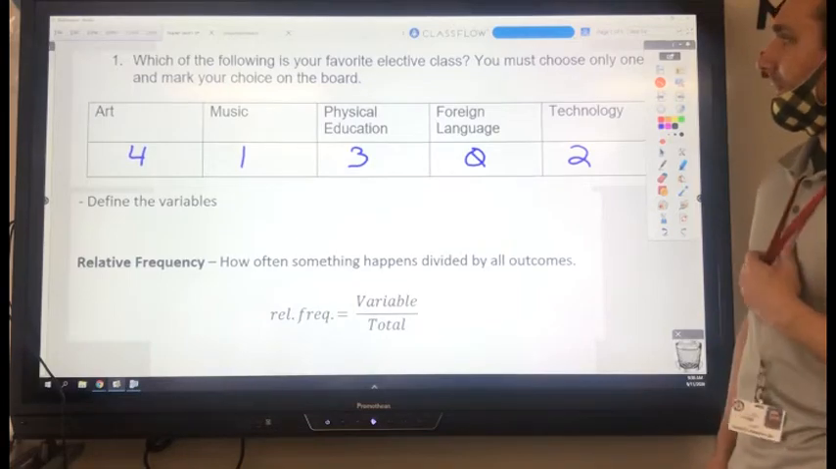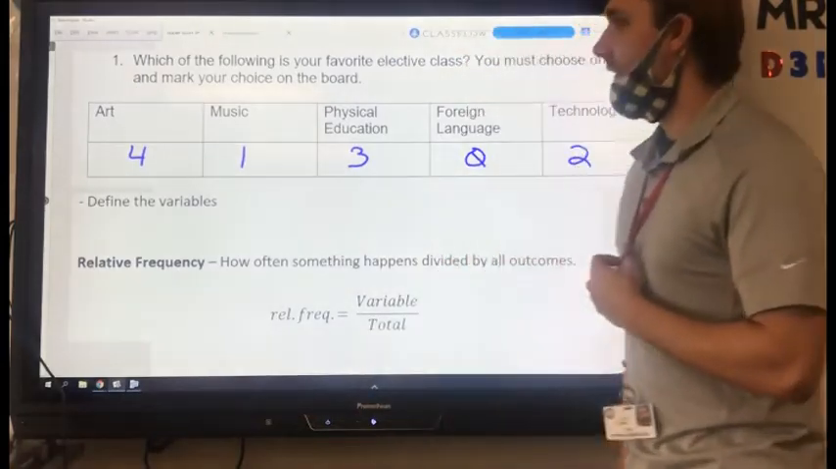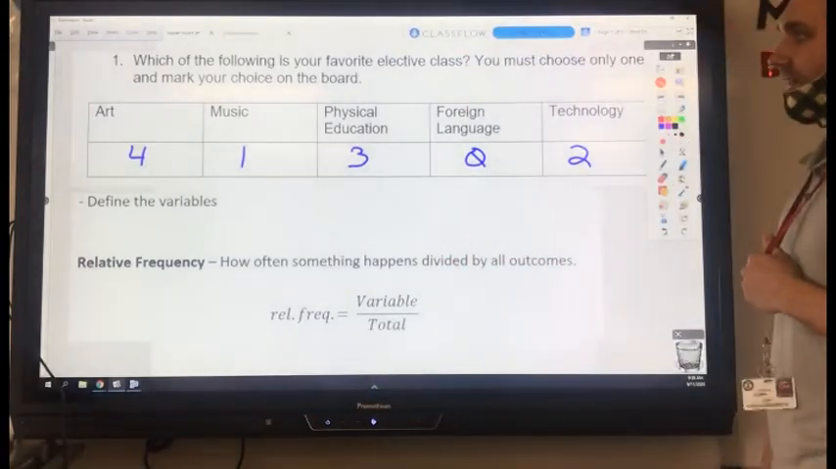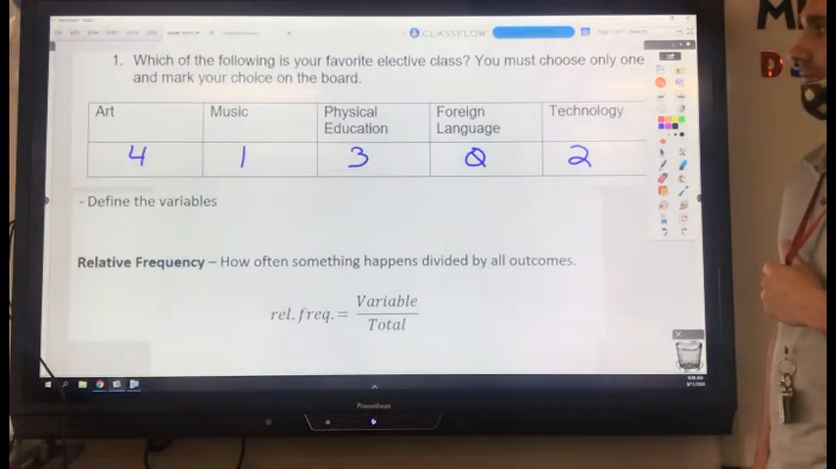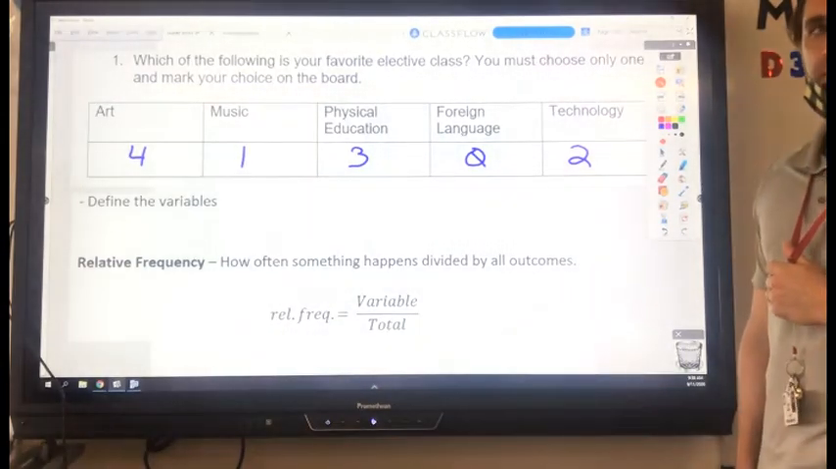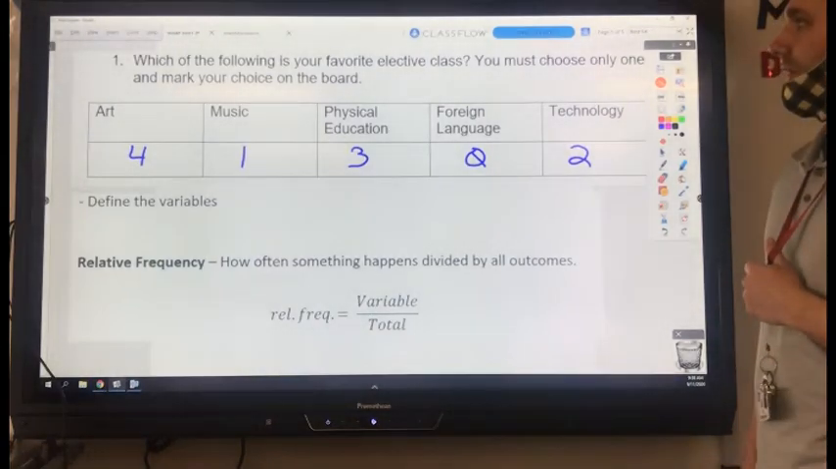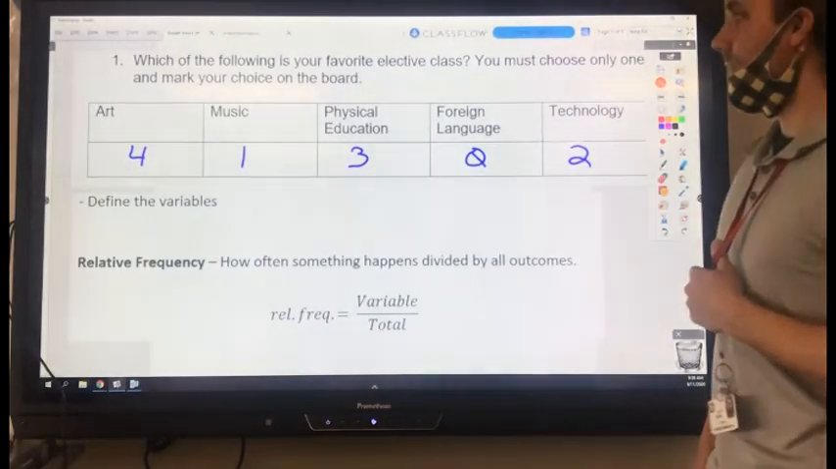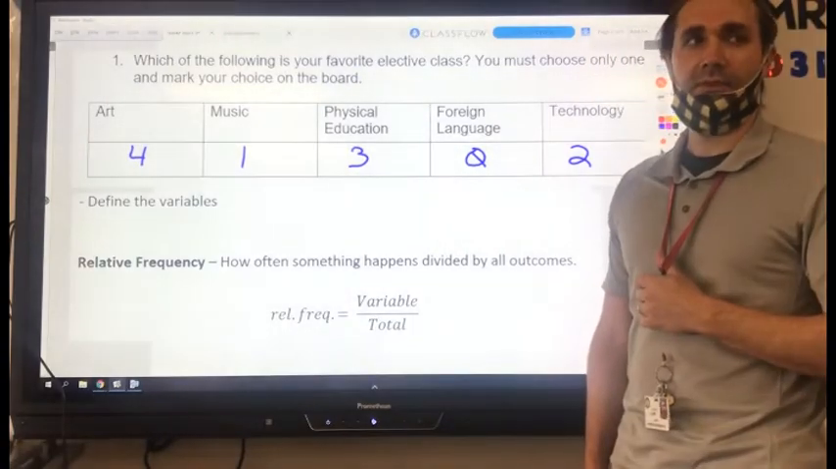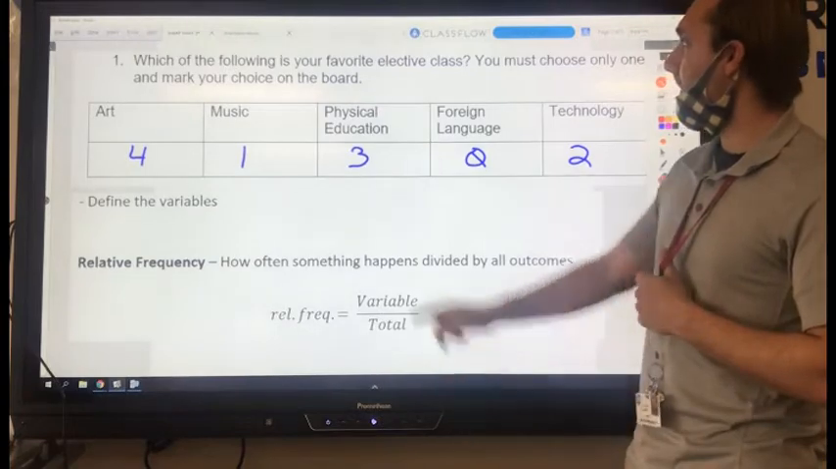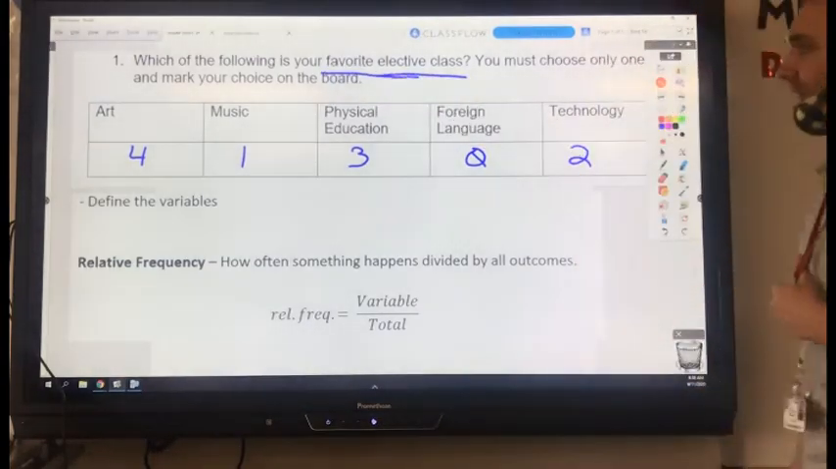So as we look here, based on y'all's response, first let's define the variables. Do you see any quantitative variables? Anything that we can measure? What are we measuring? Nothing, right? We're not doing any kind of miles per hour or distance. Any kind of categorical variables, which is what? Your favorite elective. Yep. So this is all categorical.